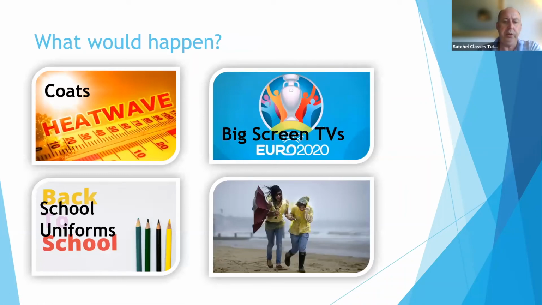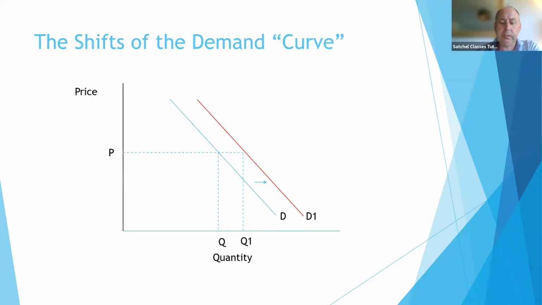Next example, school uniforms. Every August, you see shops full of school uniform. Price doesn't change, but because of the time of year, because of the season, parents want to rush out and buy new uniforms for their children. Again, a shift of D from D to D1, Q to Q1. Price remains the same. Price of school trousers and school uniform remains the same throughout the year, but when you get to August, demand shifts across to the right, causing an increase in quantity being consumed at the same price.